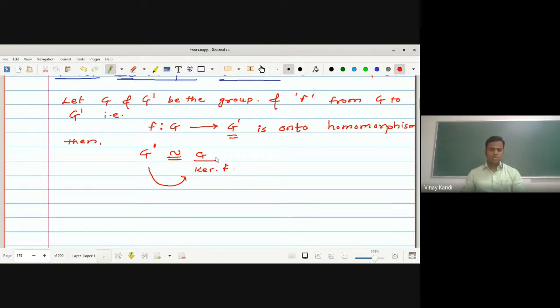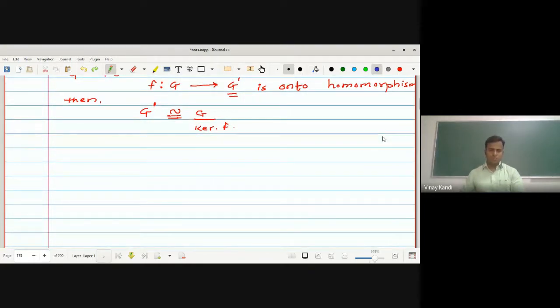Any doubt in this theorem statement? Any doubt up here? Are there any doubts in the statement? No, sir. Okay, now look at the proof.